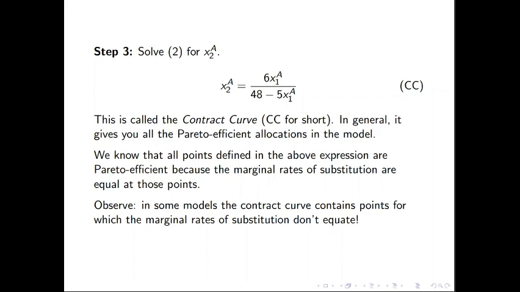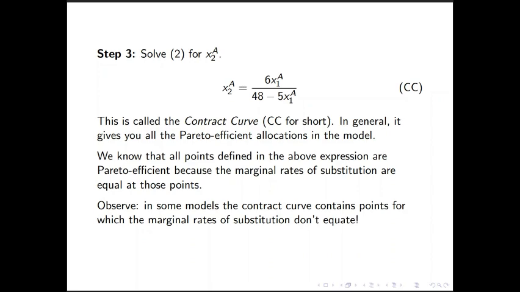And this, in general, gives you all the Pareto efficient allocations within the Edgeworth box. And we know that these are Pareto efficient because we derived this function by assuming that the marginal rates of substitution are equal at those points. If the marginal rates of substitution are equal, there's no way that these agents can trade so as to provide for themselves a Pareto improvement.